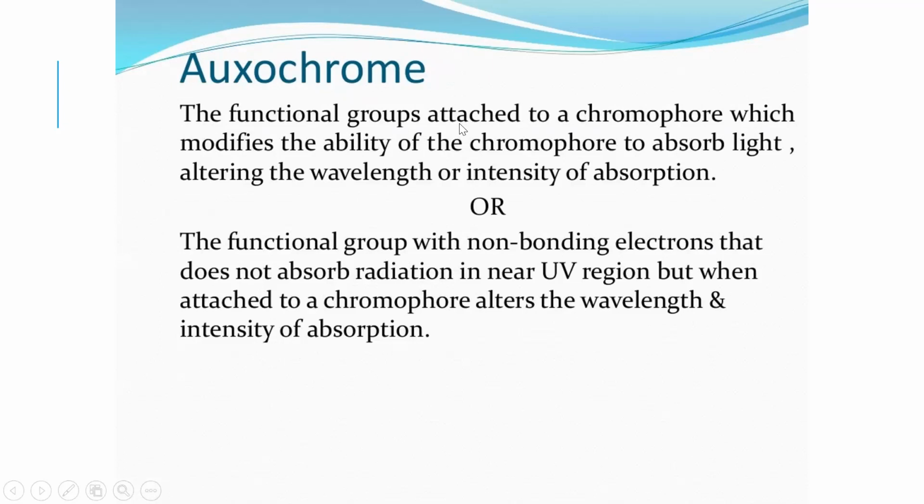Next, oxochrome. Oxochrome is a functional group. When it is attached to the chromophore, it modifies the ability of the chromophore. So it alters the wavelength at which the chromophore absorbs and also the intensity of the absorption. As such, it does not absorb the radiation. The functional group with non-bonding electrons does not absorb radiation in the near UV region, but when it is attached to the chromophore, it alters the wavelength. Examples of the functional groups which are oxochromes are OH, NH2.